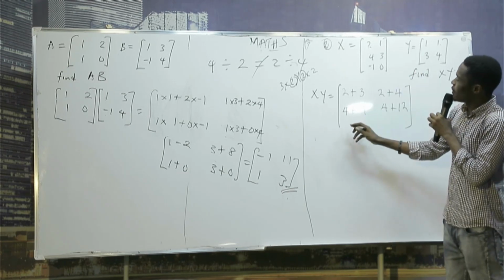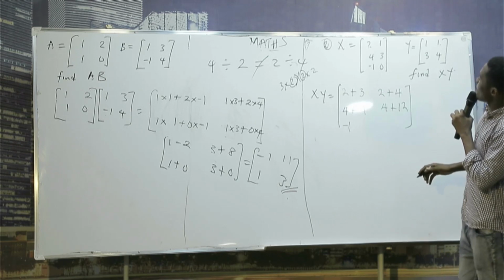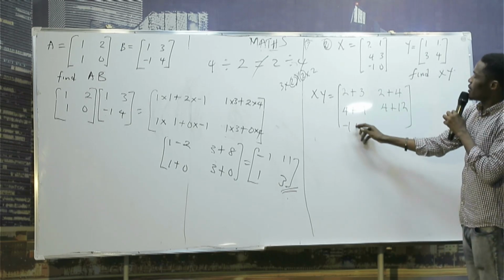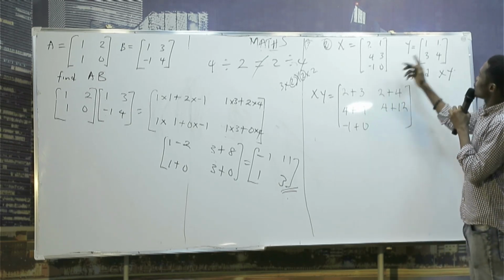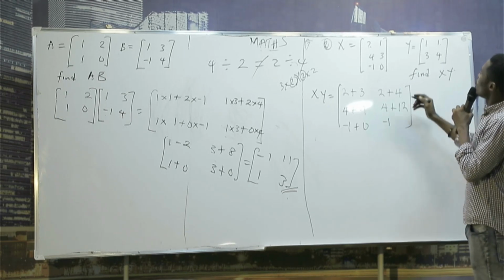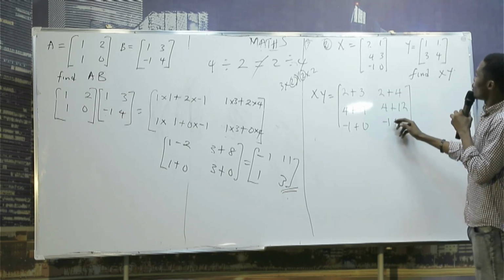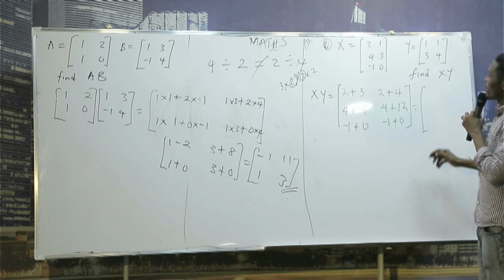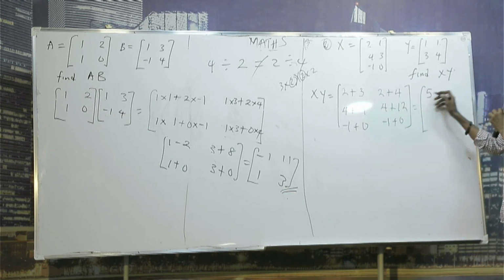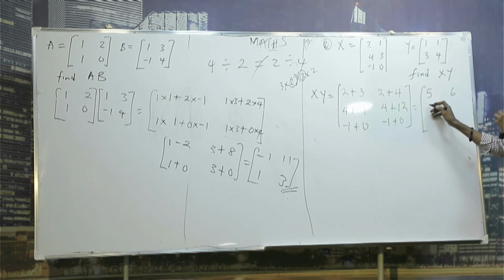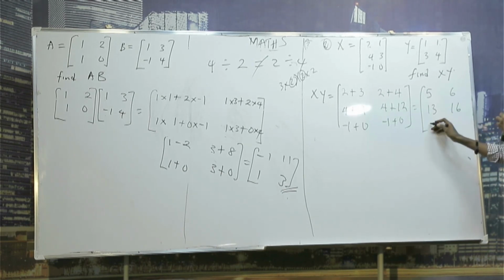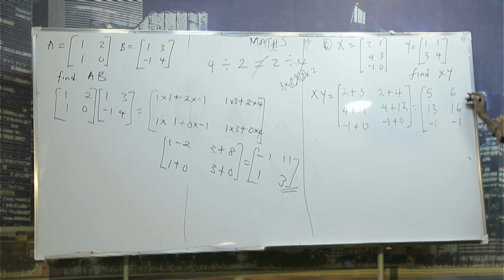Minus 1 times 1, minus 1, plus 0 times 3. Next one. Minus 1 times 1, plus 0 times 4. Our final answer will now be what? 5, 6, 13, 16, minus 1, minus 1. And that is our answer. Do you understand? Good.